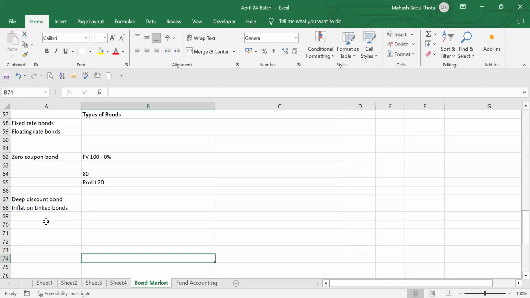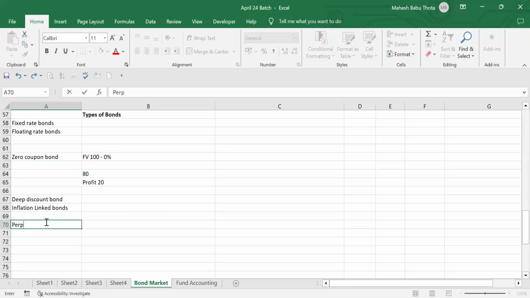Yes, Mahesh. Then one more concept, perpetual bonds.